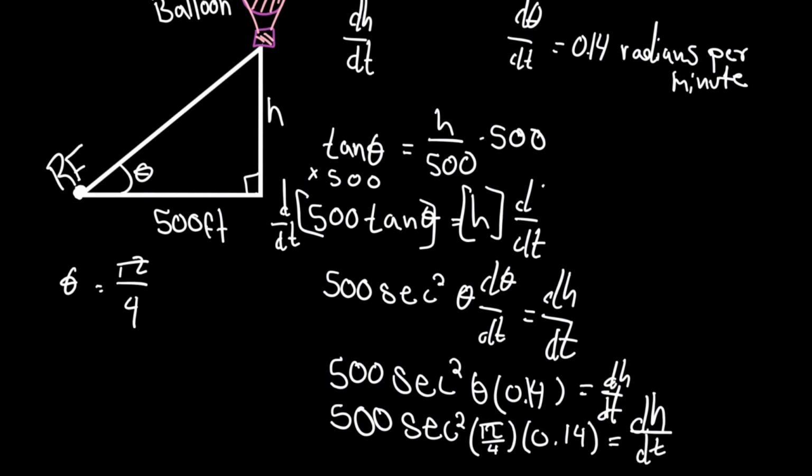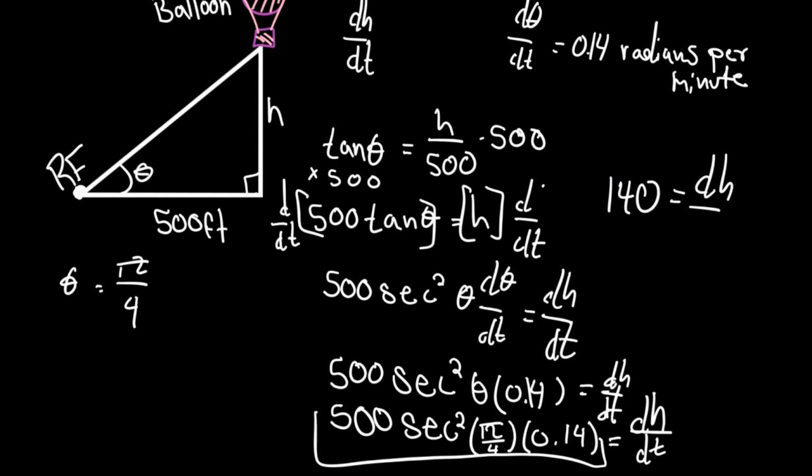If you were to input this into a calculator, you should get 140 equals dh over dt, and that is our answer. Okay, with this last problem, I wanted to deal with a 3D figure.